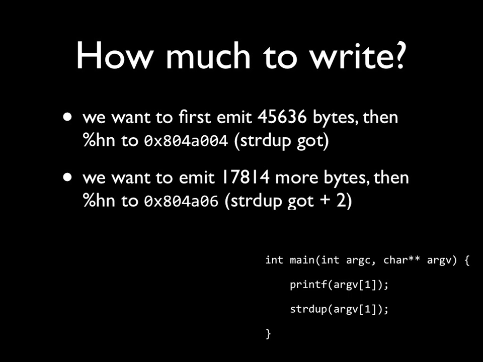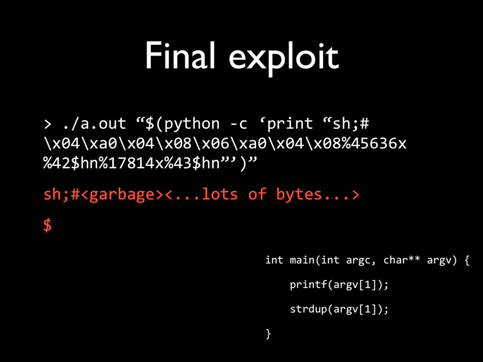All right. So to recap, first thing we're going to do is emit an additional 45,636 bytes, and then we're going to %hn to write to the bottom two bytes of the function pointer. Then we're going to write 17,814 more bytes and do %hn to write to the top two bytes of the pointer. So we plug this in, and we get the sh semicolon and the garbage bytes written as before, and then lots and lots of bytes written to screen, and then the two pointers we asked for. And we actually know exactly how many of these bytes were written to screen, right? It's the 17,000 whatever bytes as before. All right. Well, so what we do now is change them to use %hns, and we get our shell.